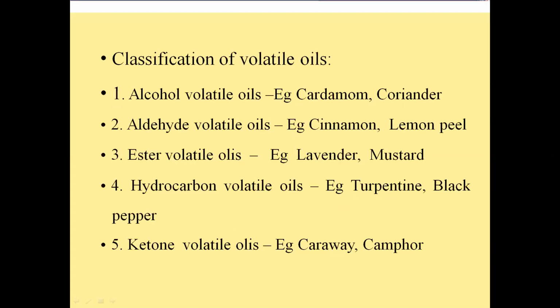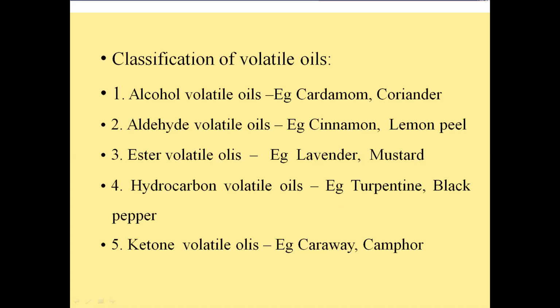Next is classification of volatile oils. We can divide volatile oils on their chemical group. First one is alcohol volatile oils. These are volatile oils which have an alcoholic group in the chemical structure. Examples are cardamom, means elaichi, coriander, means dhania, then orange, rose oil, sandalwood, peppermint, pudina. These all come under the alcohol category, known as alcoholic volatile oils. Then the next category is aldehyde volatile oils.